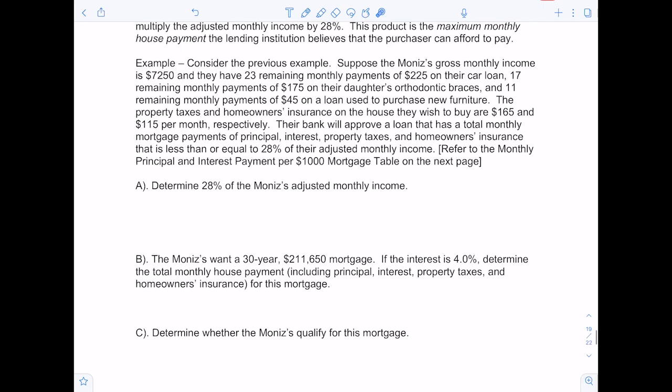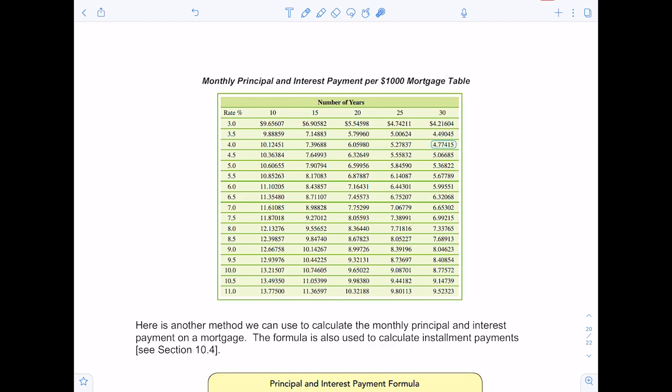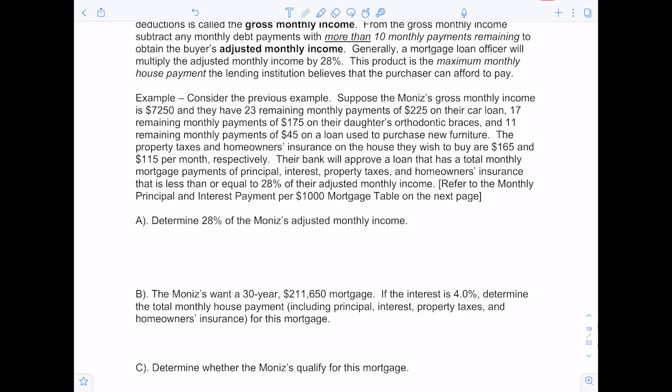We're also going to be referring to this monthly principal and interest payment per $1,000 mortgage table, which is on the next page of your notes. So the first thing we want to do is determine 28% of the Monazes' adjusted monthly income.